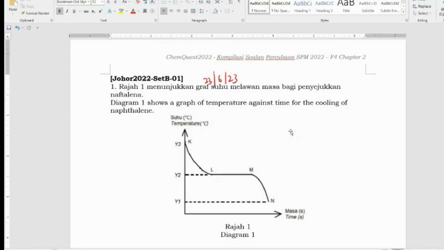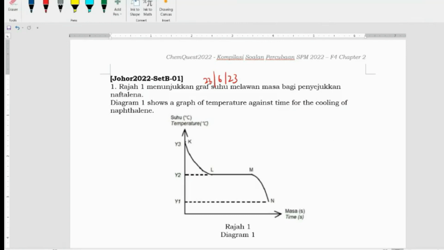Diagram 1. Diagram 1 shows a graph of temperature against time for the cooling of naphthalene. Okay, so class, you can see this one is the cooling of naphthalene. Okay, so in the exam, normally they will use the naphthalene as the example. Sometimes it's acetamide, actually the same. So heating curve and cooling curve.